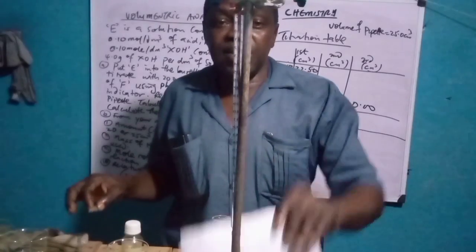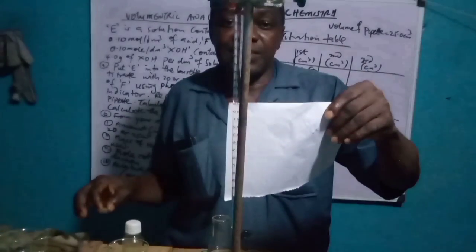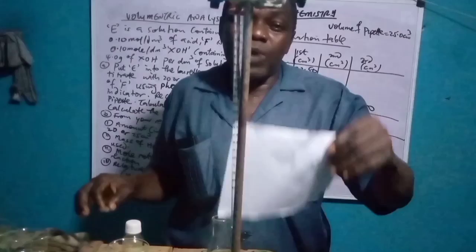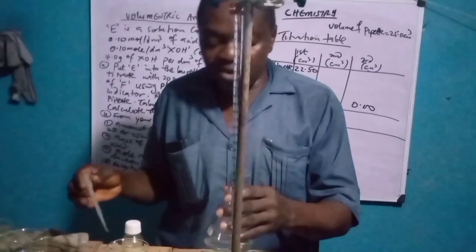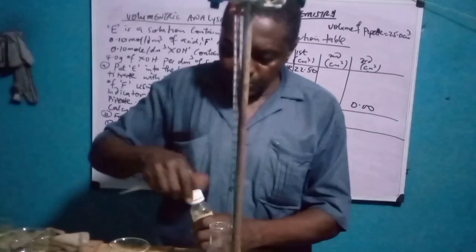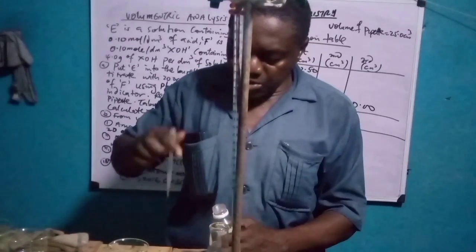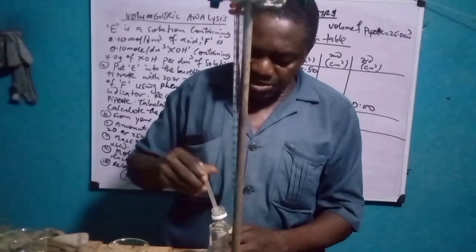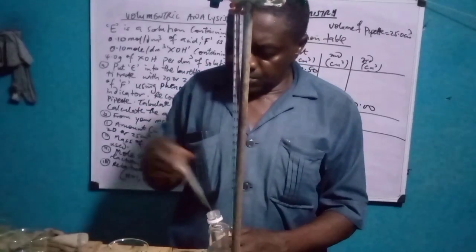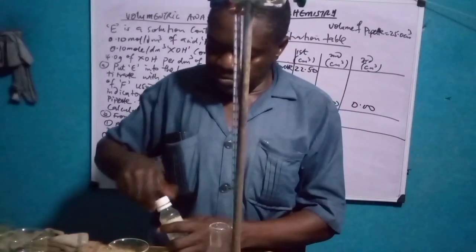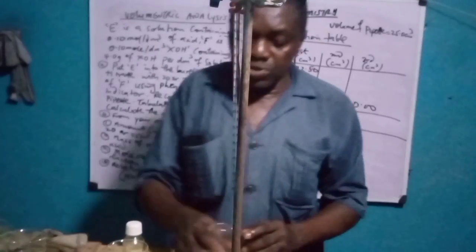You can see this is a sheet of white paper. You can say use a white paper or white tile. The essence is for you to know exactly when the color will change. So I'm going to put 2 drops of indicator again, phenolphthalein, as we already said. 2 drops, 1, 2. Follow the processes.